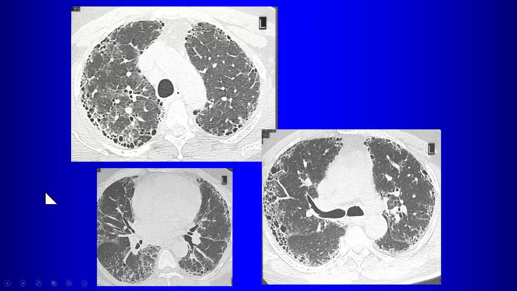Okay, and then here on CT, what do we have? Peripheral honeycombing. Yeah, so there's peripheral subpleural honeycombing. So this is the classic appearance of NSIP? No, not NSIP. UIP. This is UIP. You have peripheral subpleural honeycombing. This is the classic appearance of UIP.